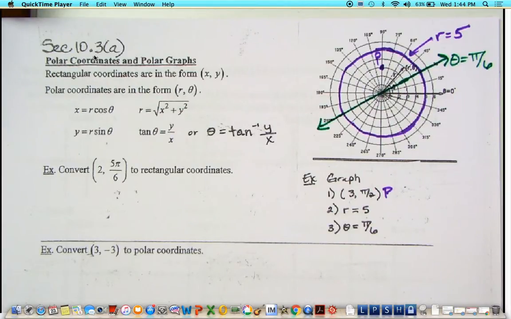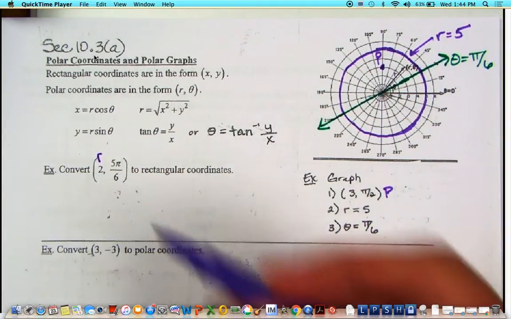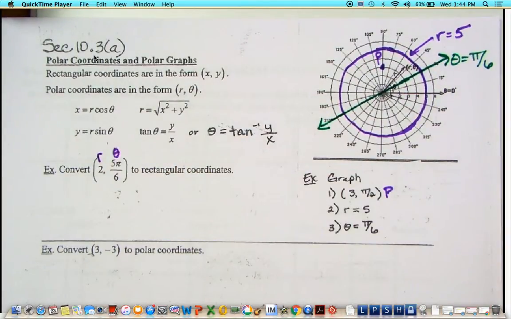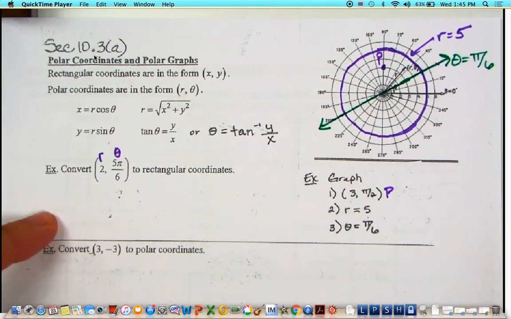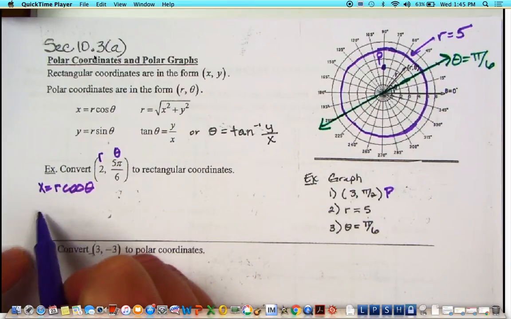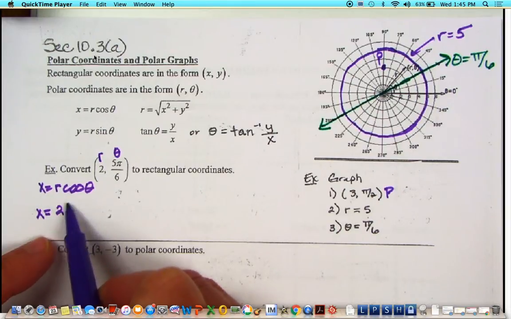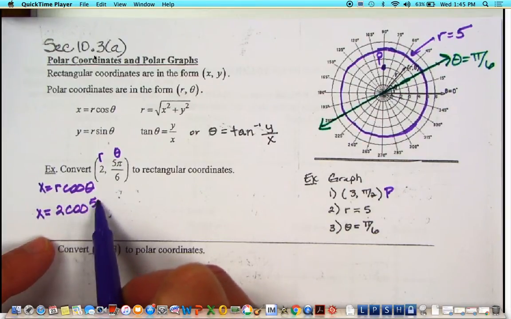So r is 2, 5π/6 is theta. If I want to convert this to rectangular, that means I need an x and a y, right? And what do I know x is? Good. So x is r cosine theta. So x would be equal to 2 times cosine 5π/6.